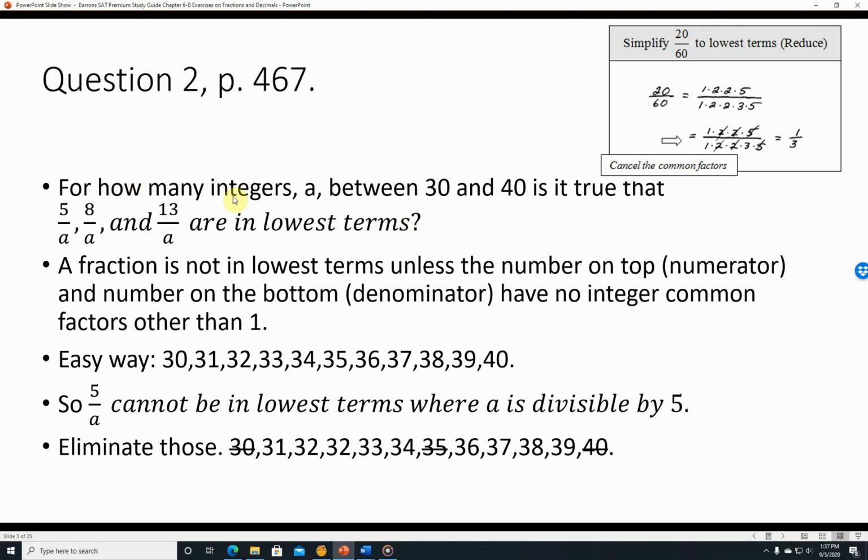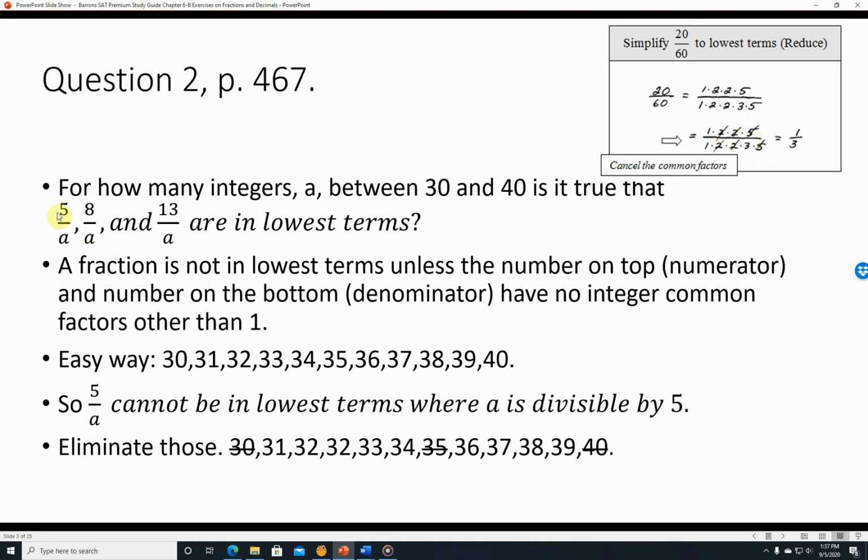For how many integers A between 30 and 40 is it true that 5 over A, 8 over A, and 13 over A are in lowest terms? So when you simplify something to lowest terms, as in this graphic in the upper right-hand corner, you just factor everything and you cancel all the common factors that are in the numerator and the denominator. So basically everything on the top and the bottom. If you see two of the same number on the top and the bottom, you cancel it out.